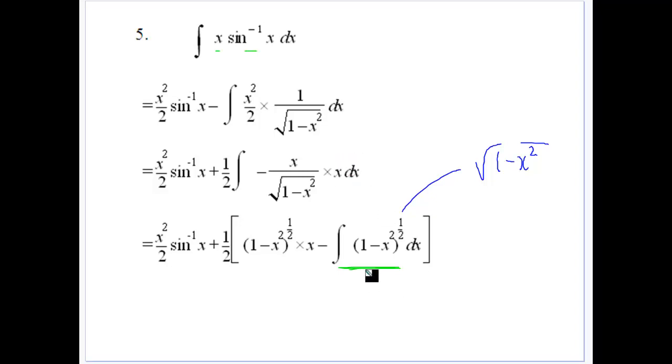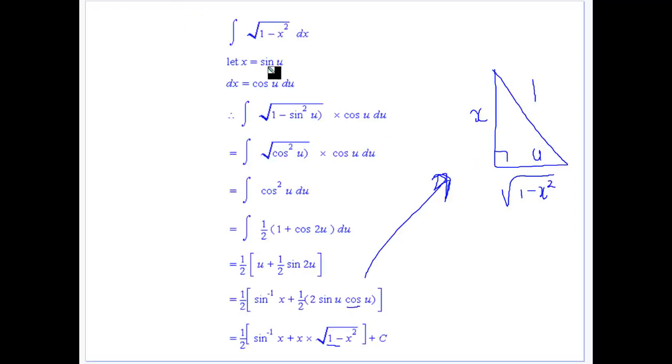Until we get to this point, then we realise we have to integrate the square root of 1 minus x squared. Now that's not so easy. So what we've got to look at here is doing an integration using a substitution, and it should be a trig substitution here. It's the square root of 1 minus x squared.